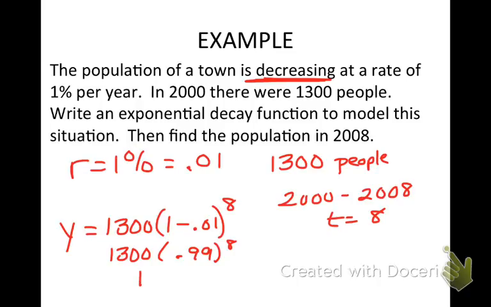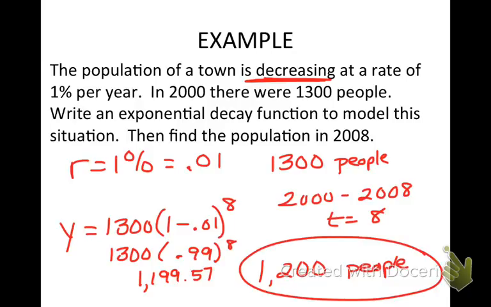That gets us 1,199.57, but we really can't have 0.57 of a person. So what would you say for your answer? It's about 1,200 people. So this town, if it's decreasing at 1% per year, would end up with about 1,200 people after 8 years. That's a small town.